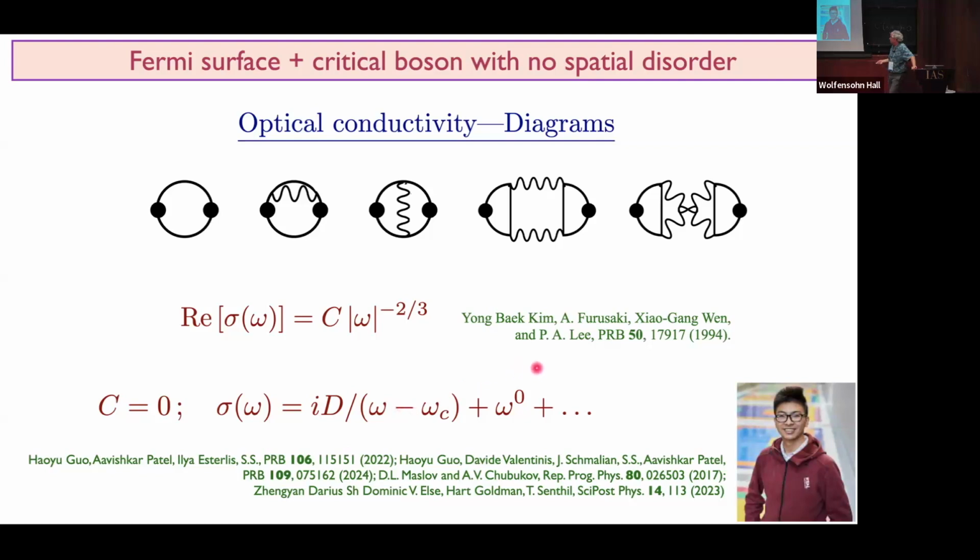At best, they give you some positive power of omega over here. So this term here is something that would be completely absent in a Galilean invariant system, but here, because of non-exact Galilean invariance, you get some small corrections.